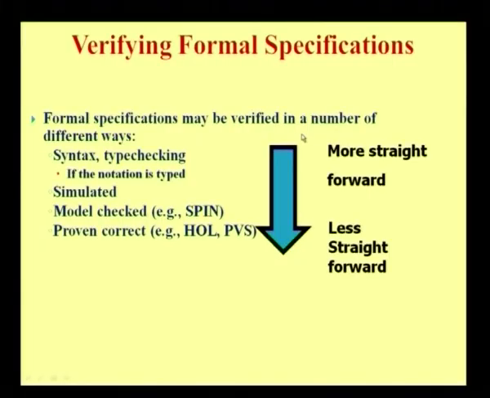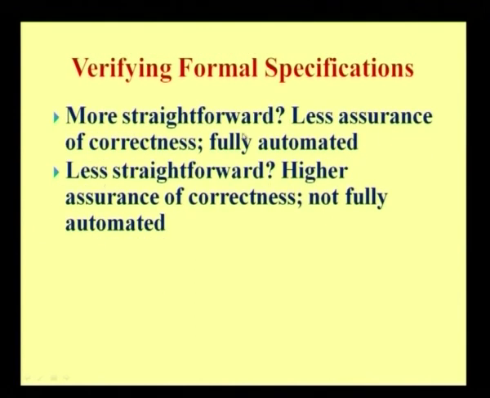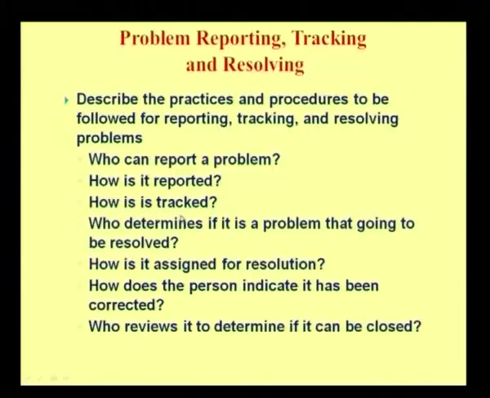Whenever I go with this kind of approach, if I start with syntax or typo checks, it may be a more straightforward approach, whereas if I check with the proof approach, it is a less straightforward approach. The more straightforward approach gives less assurance of correctness and is fully automated, whereas the less straightforward approach gives higher assurance of correctness and is not fully automated.